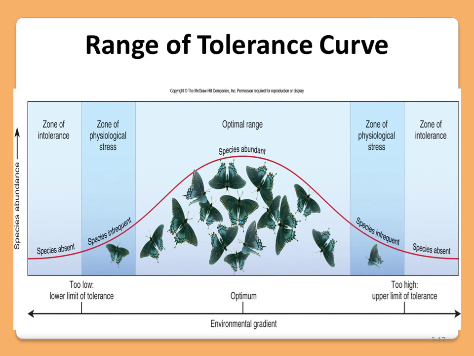Here's a look at a tolerance curve. Really all this is saying is that in the optimal range, or the conditions that are best for an organism, let's say the butterfly, there are conditions where the butterfly really does best. If you start to move away from those conditions, let's say into temperatures that are hotter or colder, you start to see less and less of that species. The species becomes infrequent, and eventually when you get really too hot or really too cold, you won't see that species at all.